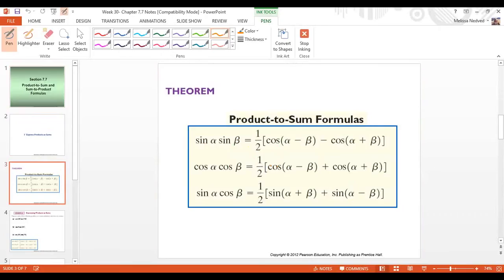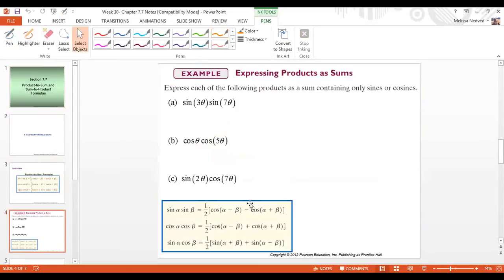And the big thing that will come into play with these is remembering our even and odd functions, meaning cosine functions are even. So if we have a negative angle, it's the same thing as that function with a positive angle. Sine is an odd function, meaning if we have a negative angle, it's the same thing as that whole function negative. And that's what we'll see here in our first couple examples.